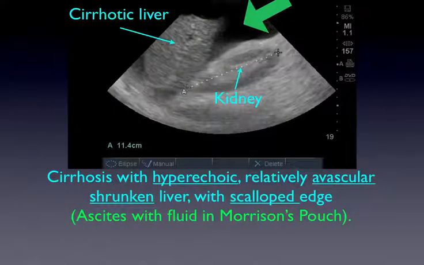Now, when we think of a patient who has cirrhosis, on physical exam, the liver is shrunken, it's hard, it's nodular, and we can see signs of that on the ultrasonographic exam. So as the liver shrinks and scars, with cirrhosis it becomes hyperechoic, relatively avascular, with a scalloped edge. And over here is a cirrhotic liver, the green arrow pointing to ascites, where it's anechoic. And the space between the kidney and this cirrhotic liver is Morrison's pouch, and there's obviously fluid in Morrison's pouch because of the massive ascites.